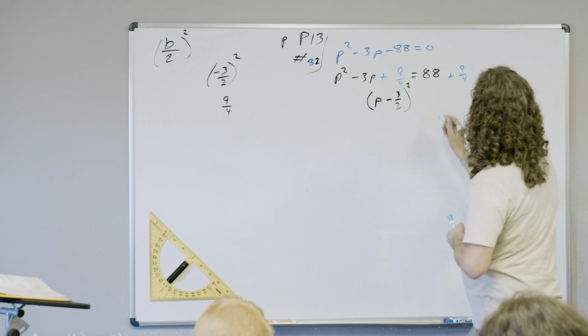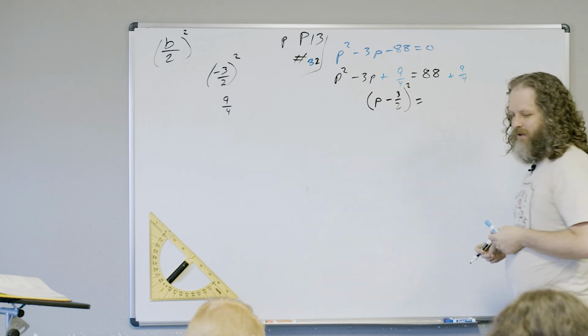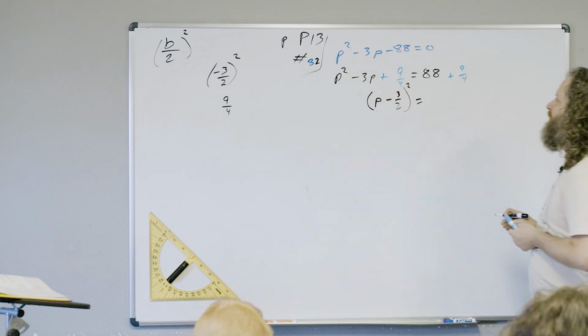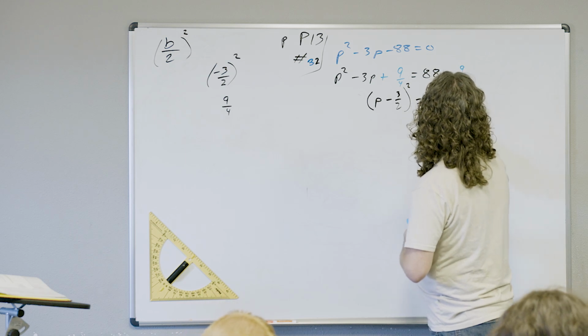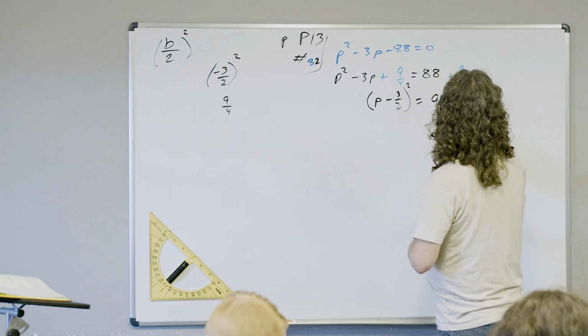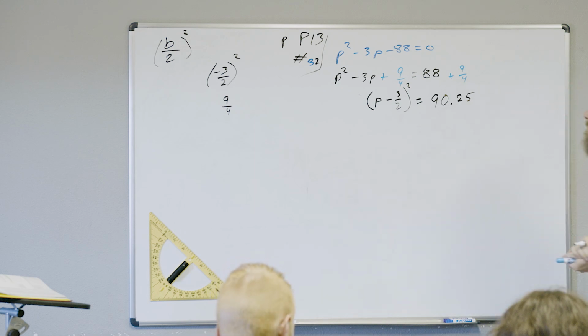Okay? And then what's 88 plus 9/4? Somebody punch it real quick. 90.25. Now we got fractions and decimals and whatever else. Now what do we do?